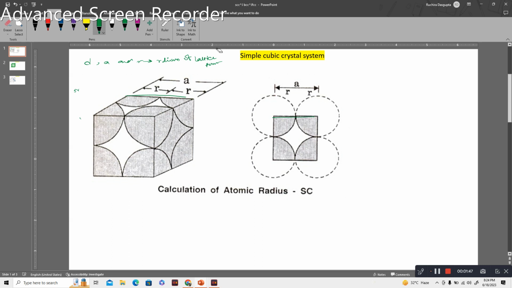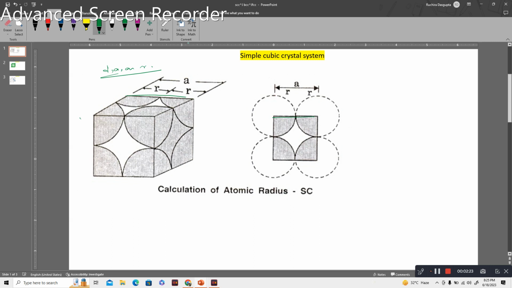And D is the nearest neighboring distance, as you all know, or you can say this is the interionic distance, the distance of closest approach, or nearest atom to atom contact. So I'm going to discuss the relationship between D, A and R of the simple cubic system.